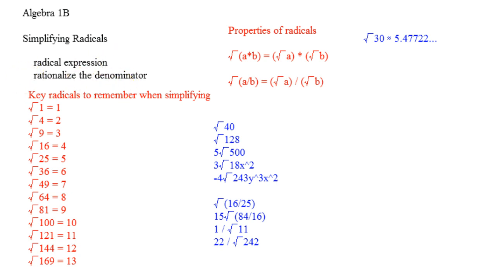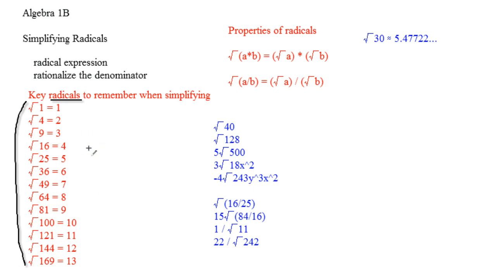All right, so first off, what we've got to do is remember some key radicals. And when I say radicals, I'm talking about square roots for right now, but you can apply this to later knowledge, especially in Algebra 2, when you're going over cube roots, fourth roots, and fifth roots. So right now we're just dealing with square roots. And these are all the key radicals to remember.